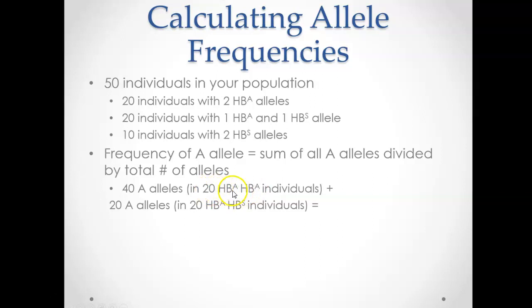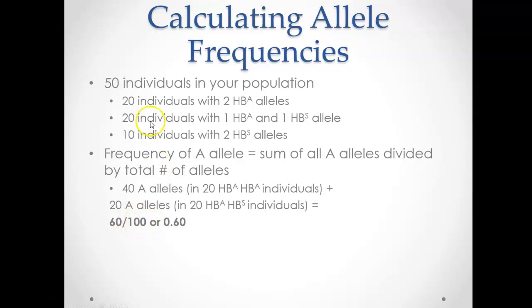So 20 times 2 is 40. And then we're going to add it to the 20 alleles we get from the heterozygotes. Remember, the heterozygotes have 1 copy, so 20 times 1 is 20. So that's going to give us 60. Okay, so we have 60 alleles, right? There's a total of 100 alleles.